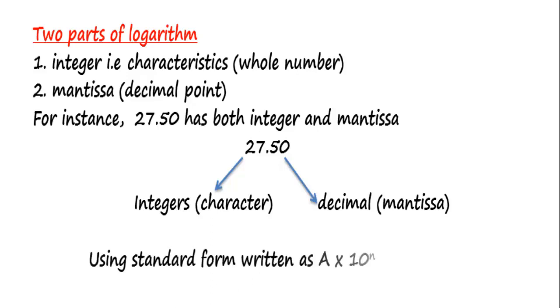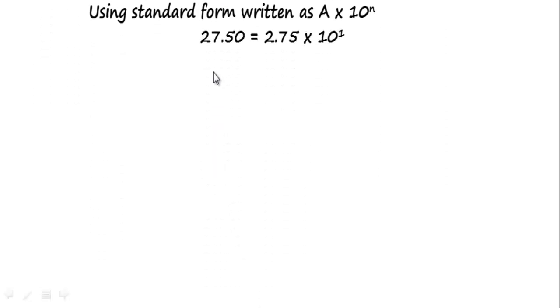Now using standard form, which is written as capital A times 10 to the power n. This is the format for standard form. Now you are going to see that 27.50 equals 2.75 times 10 to the power 1. Of course, you know this one. When we were doing standard form, you can go to the standard form and indices lesson on our YouTube channel to get that one if you don't know how to write standard form. So that is the standard form of 27.50.